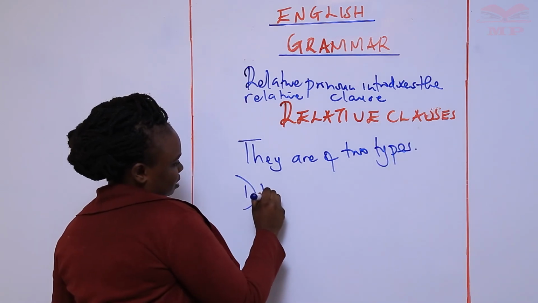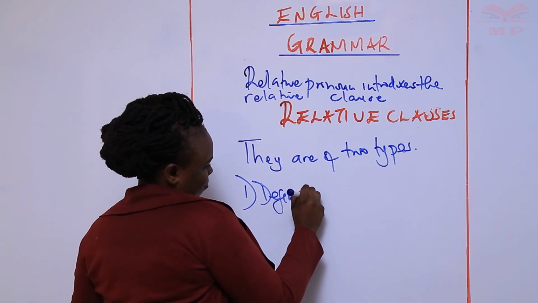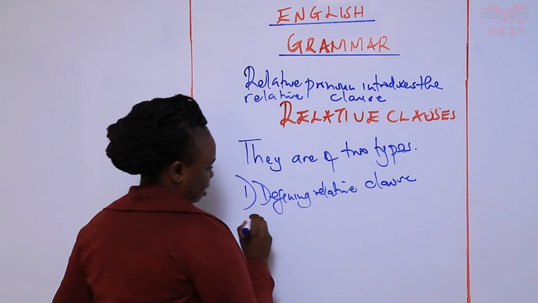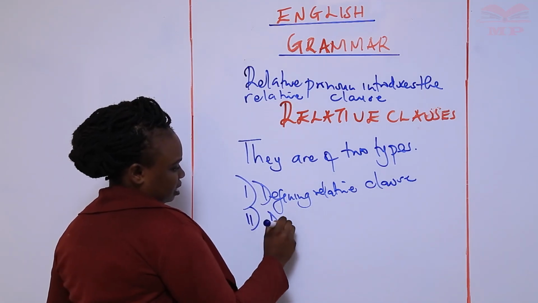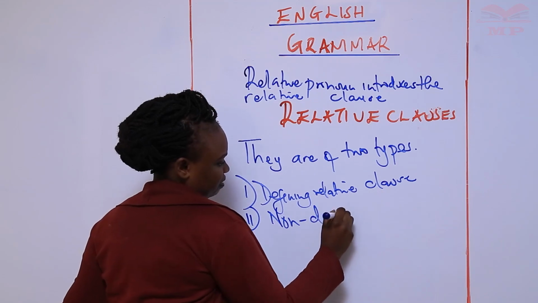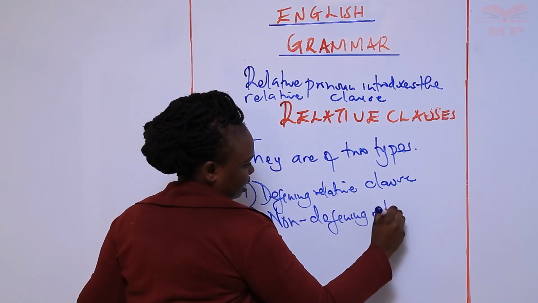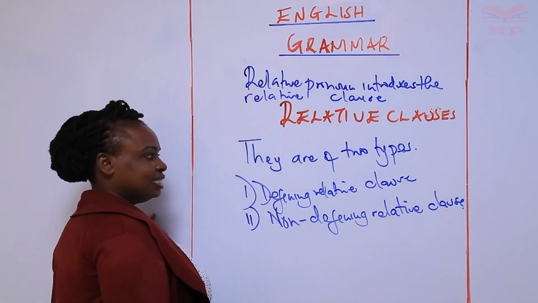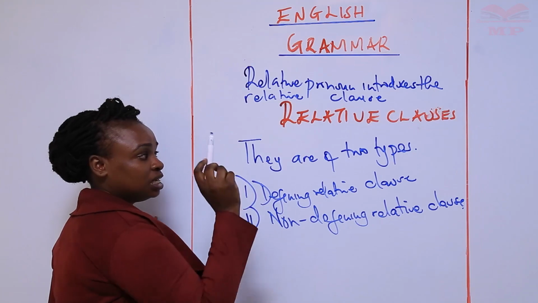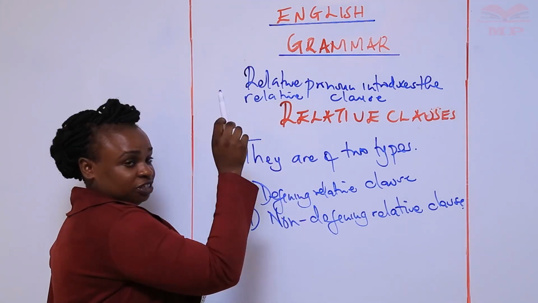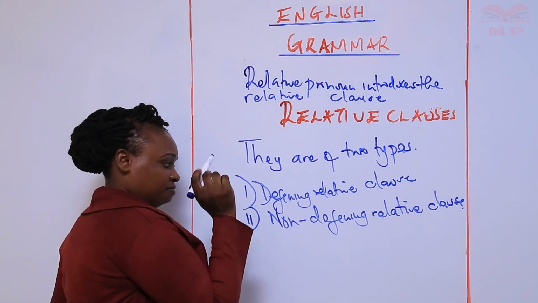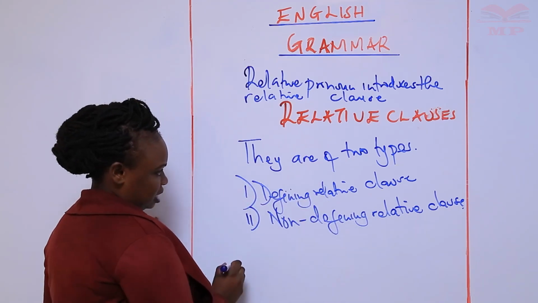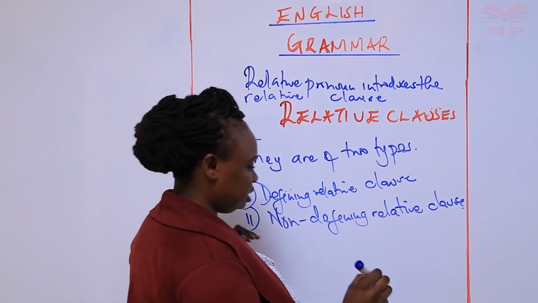The first one is a defining relative clause. The second one is a non-defining relative clause. Okay, so they are of two types. These relative clauses that are introduced by relative pronouns are of two types: defining relative clauses and non-defining relative clauses. So we're going to begin with the defining relative clauses.